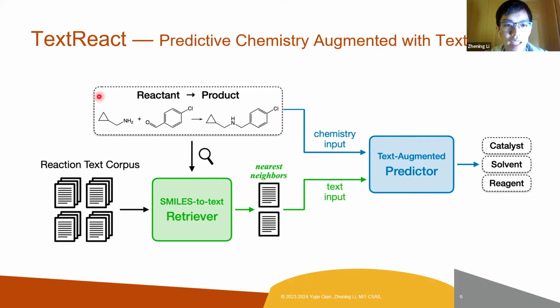On the other hand, the SMILES to text retriever does the job of retrieving the related text paragraphs. So it looks at this input reaction and the big reaction text corpus, and it aims to find the text paragraphs that are closest to the input reaction within the embedding space. And these are called the nearest neighbors. And these nearest neighbors are then given to the text augmented predictor to make the predictions.